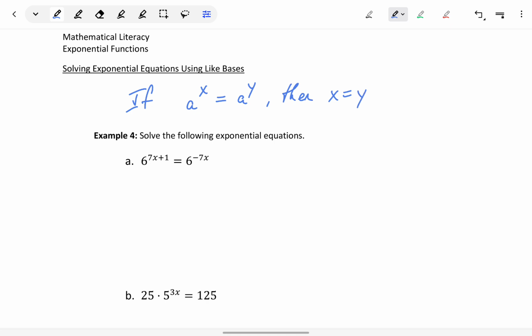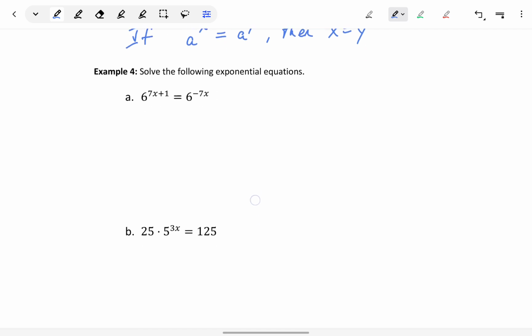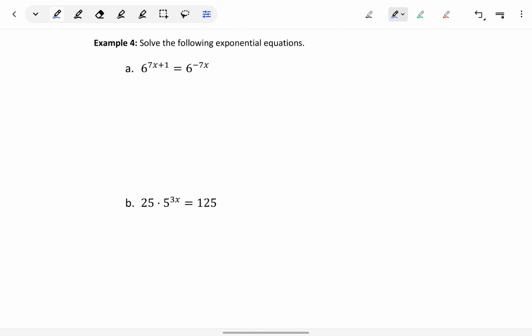If we know both sides of that equation are equal, the bases are the same, the value for a is the same. The only thing that's different are the exponents. That means the exponents have to also be equal to each other. And we'll see how we can use that idea in a few examples.